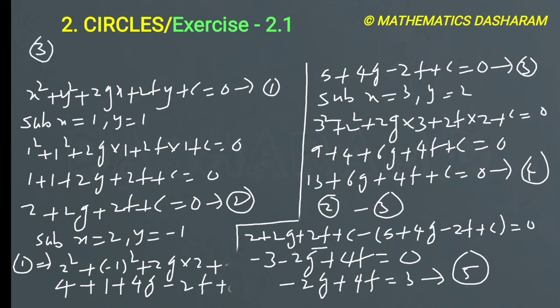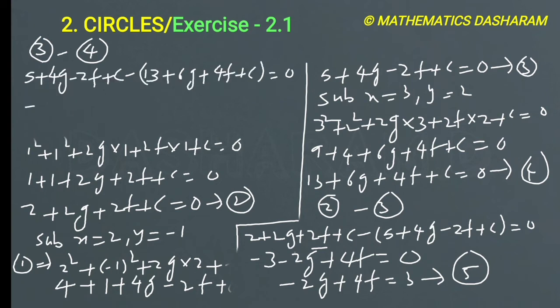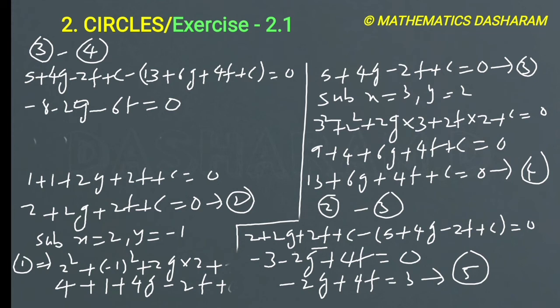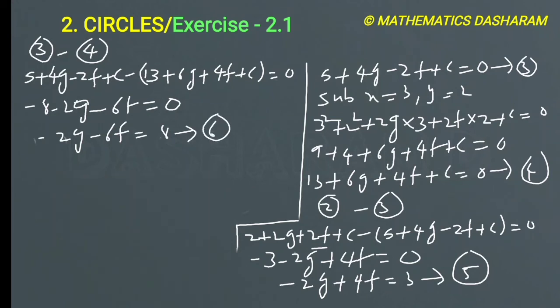Now equation 3 minus equation 4. So 5 minus 13 is minus 8. 4g minus 6g is minus 2g. Minus 2f minus 4f is minus 6f, plus c minus c cancel, equals to 0. So then minus 2g minus 6f equals to plus 8, equation 6. Now equation 5 and equation 6 have the same variables. So now I am doing equation 5 minus equation 6.